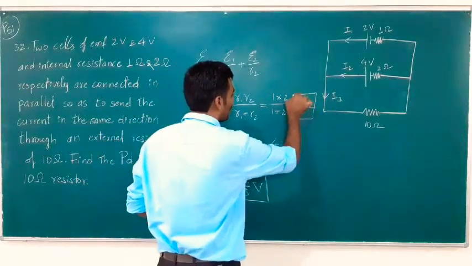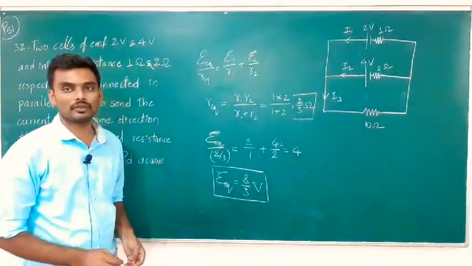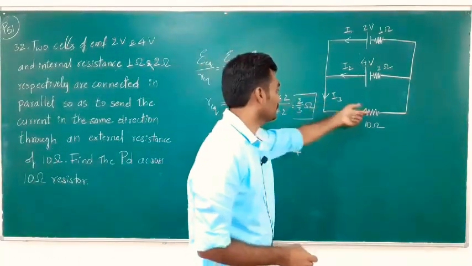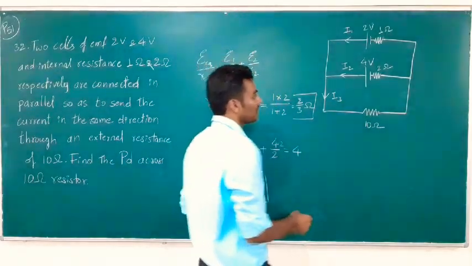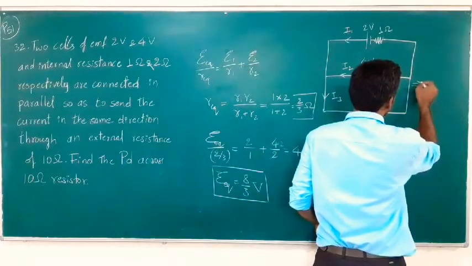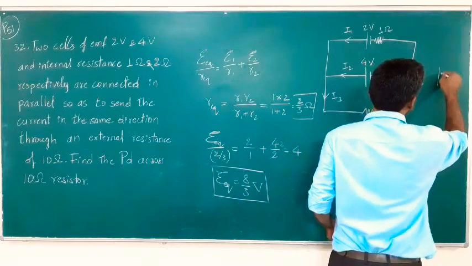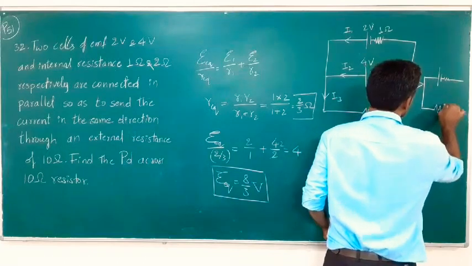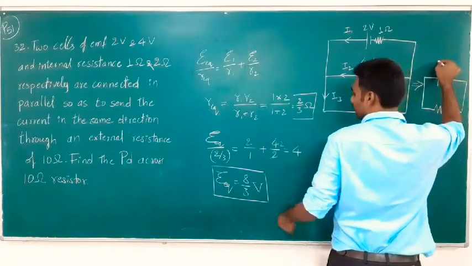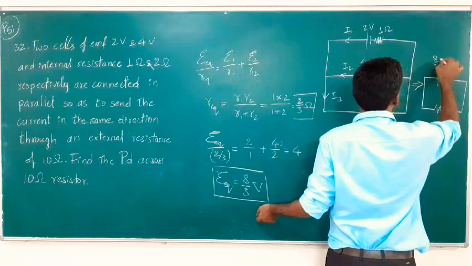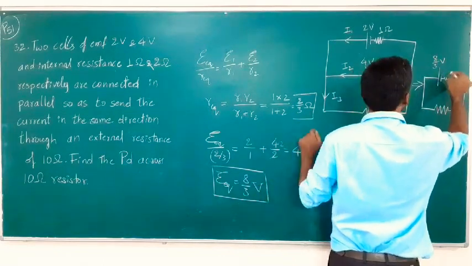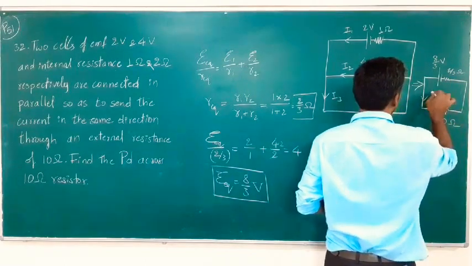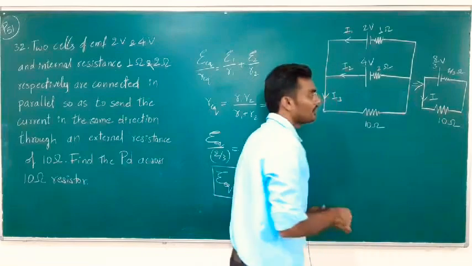So you have R equivalent and E equivalent, and what I need is I3, which is the current flowing through this resistor. The equivalent circuit looks somewhat like this: equivalent EMF 8 by 3 volt, equivalent internal resistance 2 by 3 ohm, external resistance of 10 ohm, and current I flows through this. What we need is V.